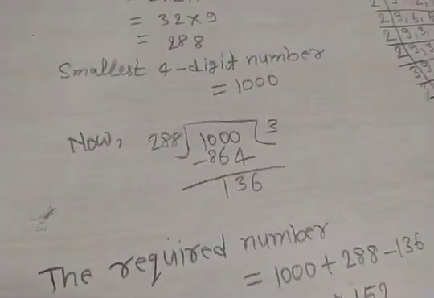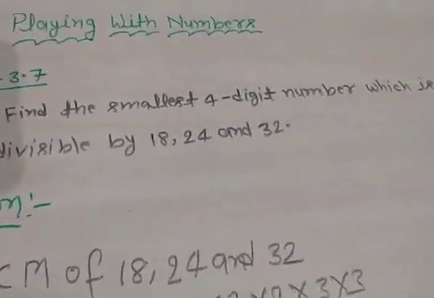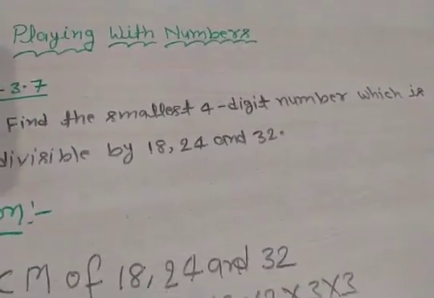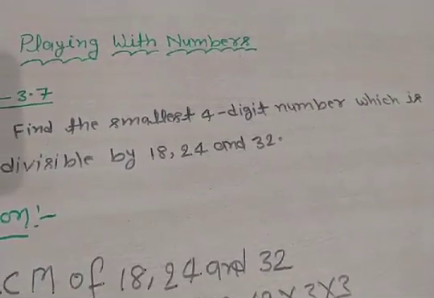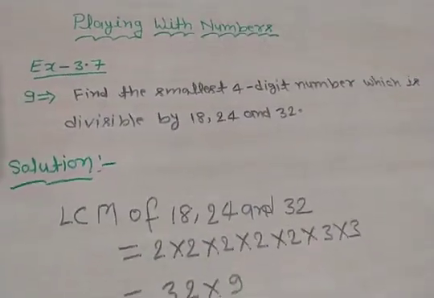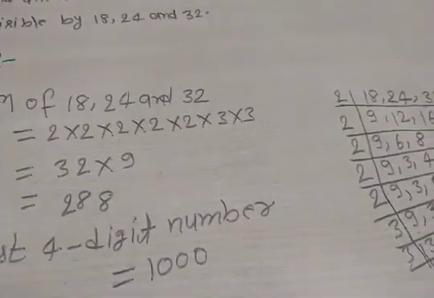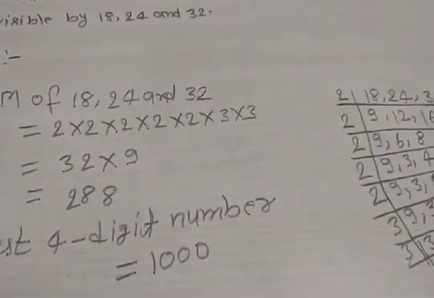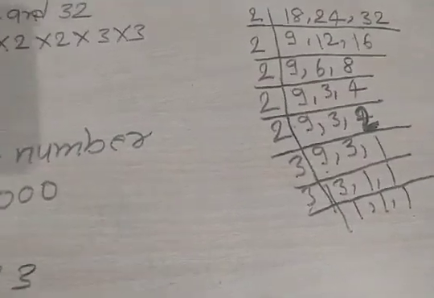Okay, let's see one more time. This is our question: find the smallest 4-digit number which is divisible by 18, 24 and 32. Clear? So first we find the LCM of the given numbers. You can find the LCM by the division method.